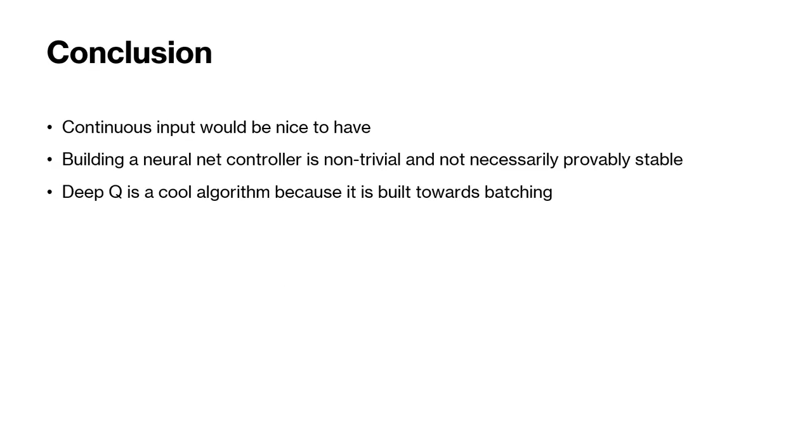Cool. All right, to conclude, continuous input would have been nice to have. Building a neural net controller is non-trivial, and it's not provably stable. But DeepQ is a really cool algorithm, I think, because it's built towards batching, and I'd like to see what else the reinforcement learning community has, maybe to help me learn about this further.